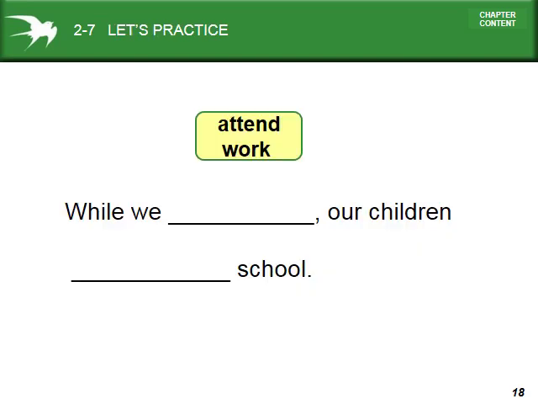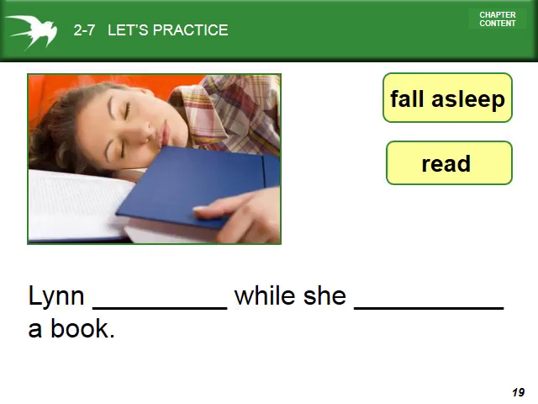Okay? So if we look at this one, we're going to have a couple of ways to answer this. But let's look at what it says. It says, while we were working, our children were attending school. Now we could also say, while we worked, our children attended school. And the meaning would be the same, because while has the meaning of at the same time.